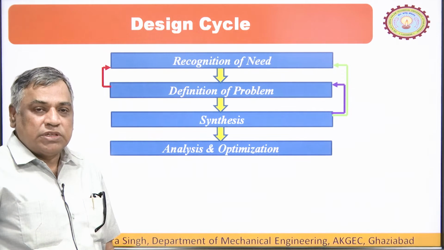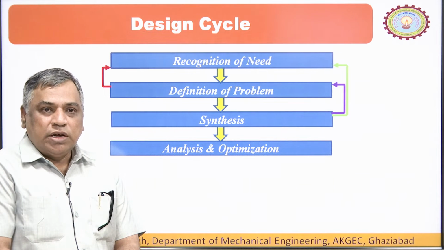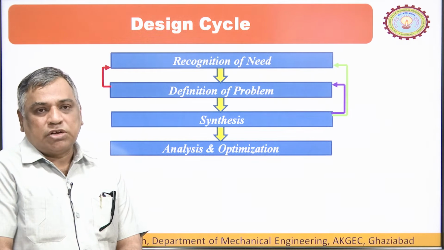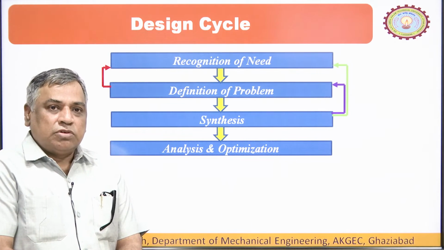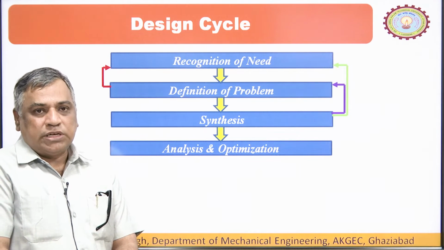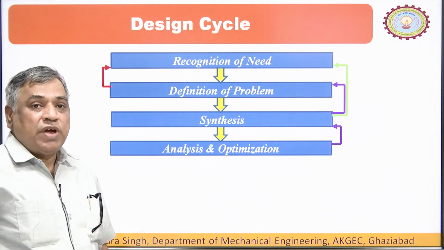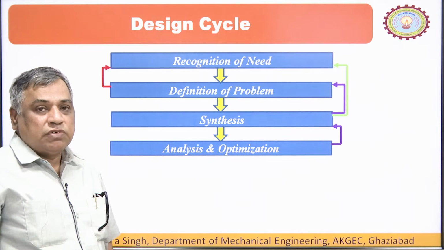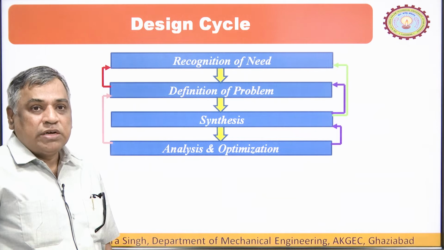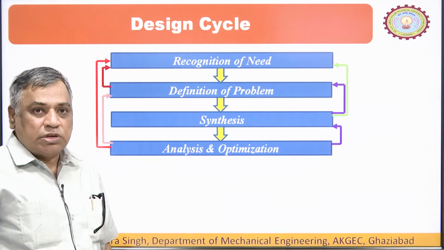Then after synthesis, if mechanism is available that we have selected for the solution of the need, then we will move to the analysis and optimization. We find the dimensions using the strength of materials and other knowledge of the designer as per the system or process required to design, and then optimization techniques will be applied. If during analysis it fails, we will go back to the synthesis, whether we have selected the proper mechanism or not. Then if mechanism is okay, then we will go back to the definition of problem. If in definition of problem we do not find any problem, then we will think again about the recognition of need.